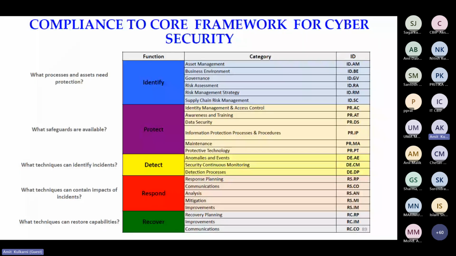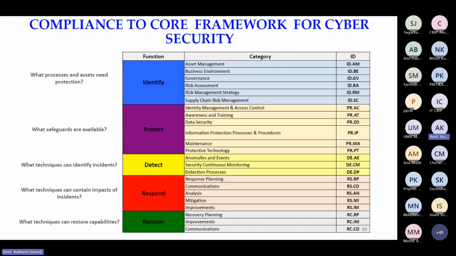Like nowadays we have all the assets being managed under asset management. So for that, how to identify, we have our business plan, business management. So for that environment, what we need to do for governance, risk management strategy implementation, supply chain risk management, etc., how to identify, etc. Then safeguarding, that is protecting with identification and management, data security, maintenance.